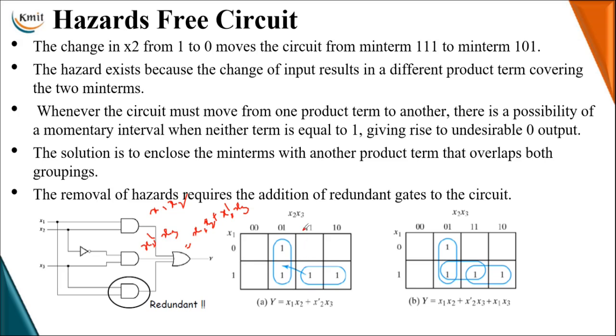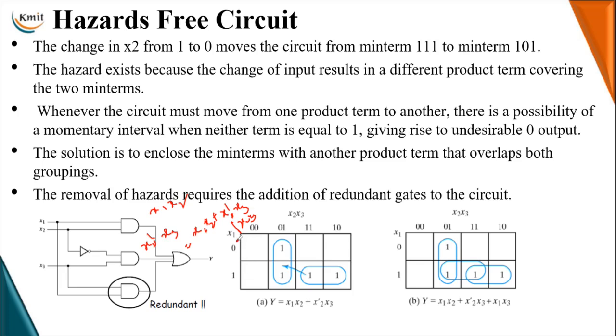So hence it belongs to the term where it does not have the x3 value. So x3 is not common for both these minterms. So 1 1 we have on x1 x2. Here x1 and x2 are 1 1. x1 is the most significant and x2, x3 are the least significant variables.